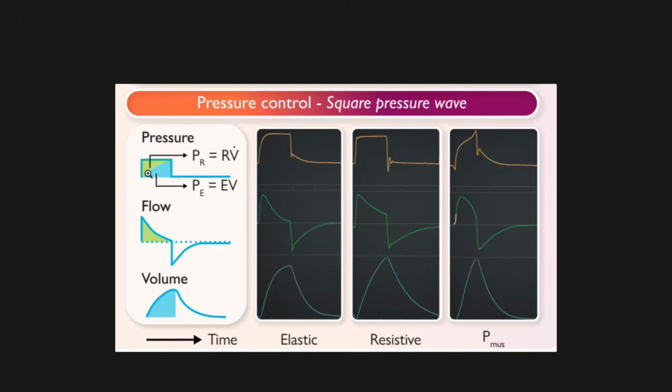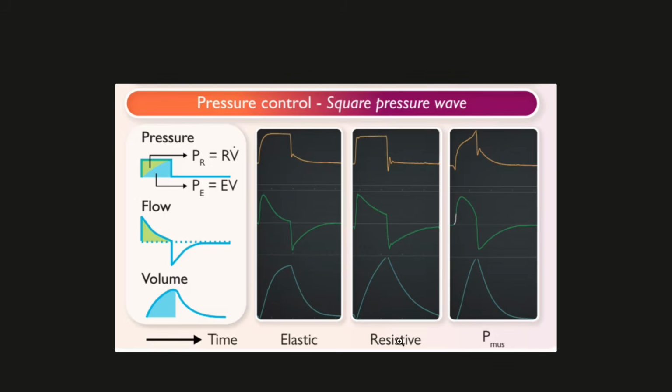So as you can see here, the pressure is controlled, fixed. So the flow is descending and the volume goes up over time. What is happening over here is that there is an increase in the elastic load. So because of the increase in the elastic load, the volume is getting into the lungs more slowly and less tidal volume is being generated.